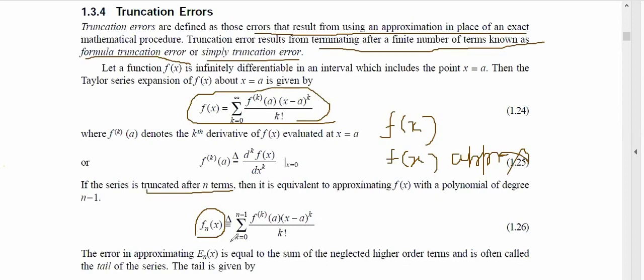So in f_n(x), k is going to begin from 0, up to n minus 1. So we are considering only n terms, meaning n minus 1 is the maximum. f^(k)(a) times (x minus a)^k over k factorial, and this is what? This is the error. The error in approximation.